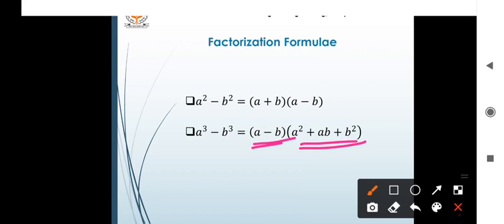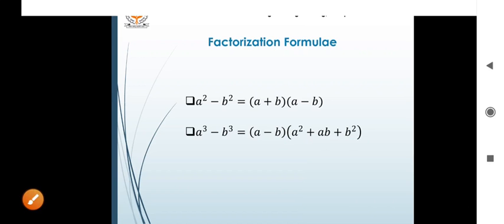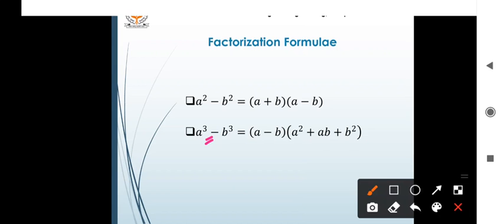Why is this a quadratic factor? Because all the terms in this second bracket have total degree 2. And remember, if this is minus, then here it is plus. And the coefficients of all the terms in this second bracket are 1, 1, 1.